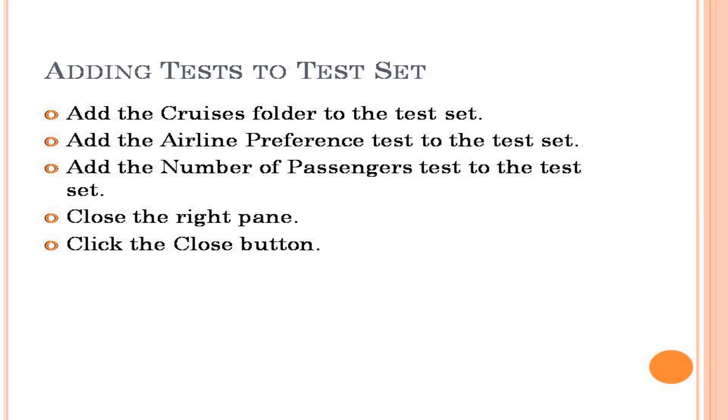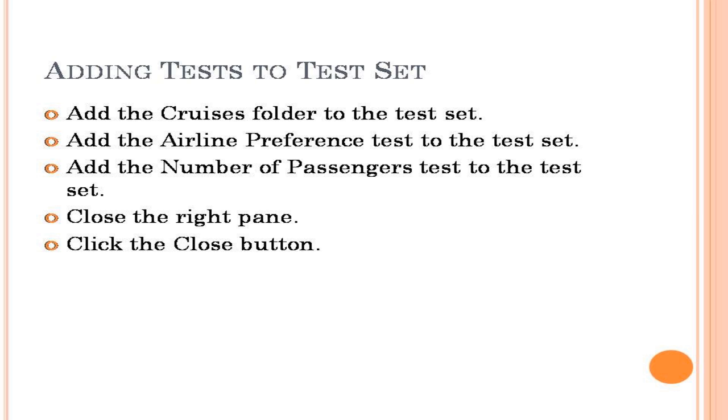Click Yes to confirm. The Parameters of Test dialog box opens because you are adding a test with an unassigned parameter value to a test set. Click Cancel to close the dialog box. You will assign this parameter value when you run the cruise booking test. The tests are added to the test set.